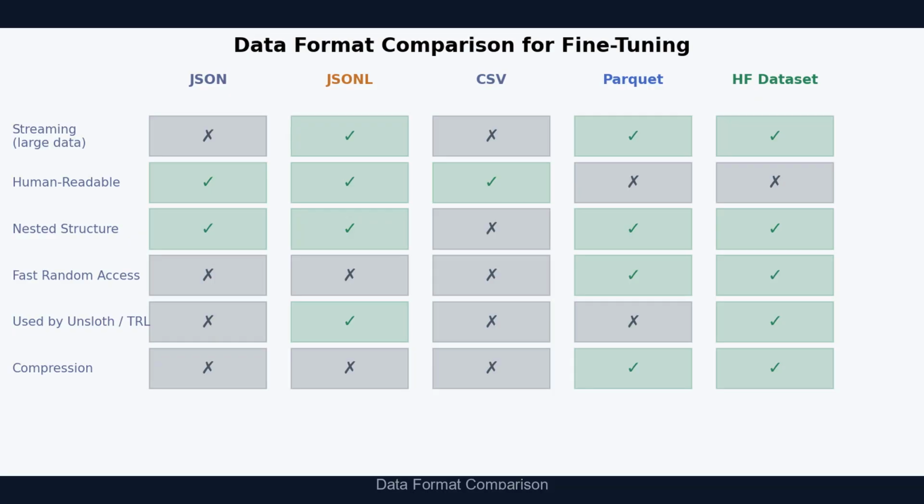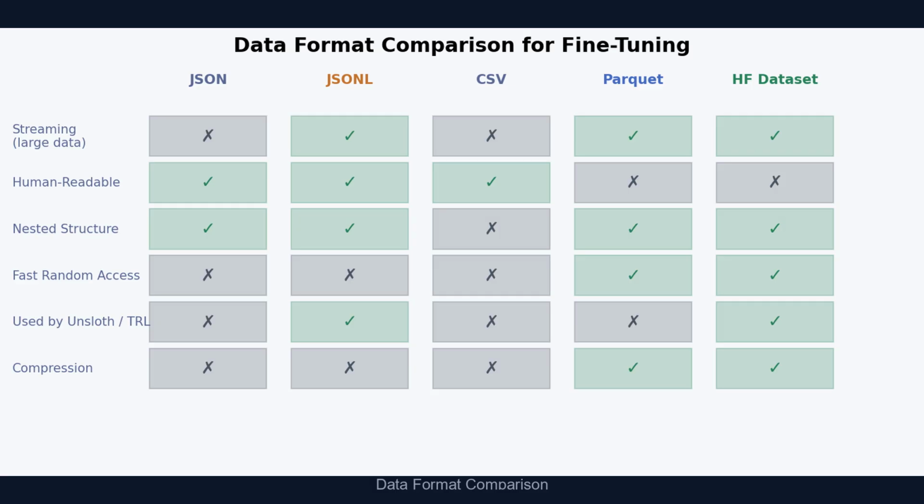Here's a format comparison worth keeping in mind as you make file format decisions. JSON-L leads for most fine-tuning work. It's human-readable, supports streaming, and handles nested structures like the conversational format's messages array. Standard JSON shares the readability but loses streaming. The entire file loads into memory at once.